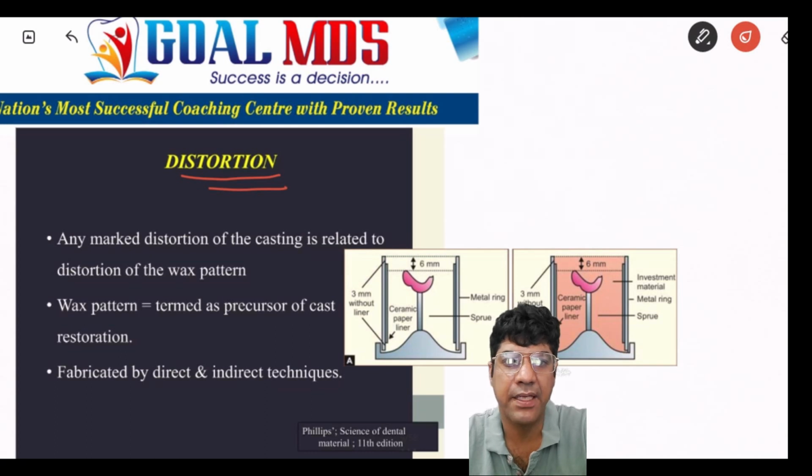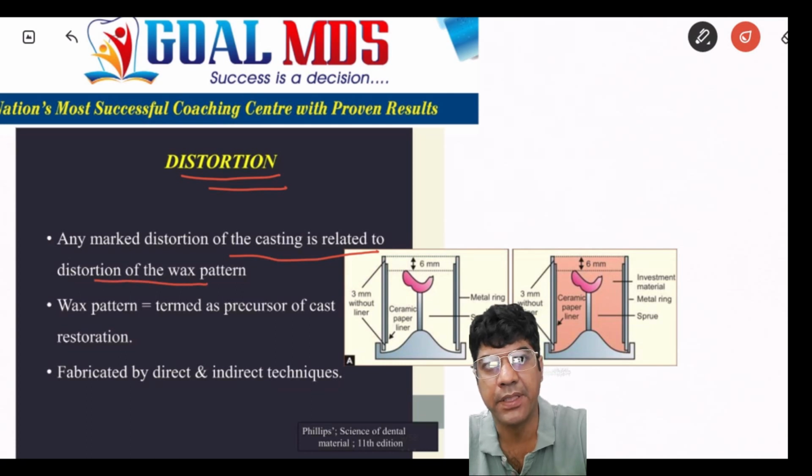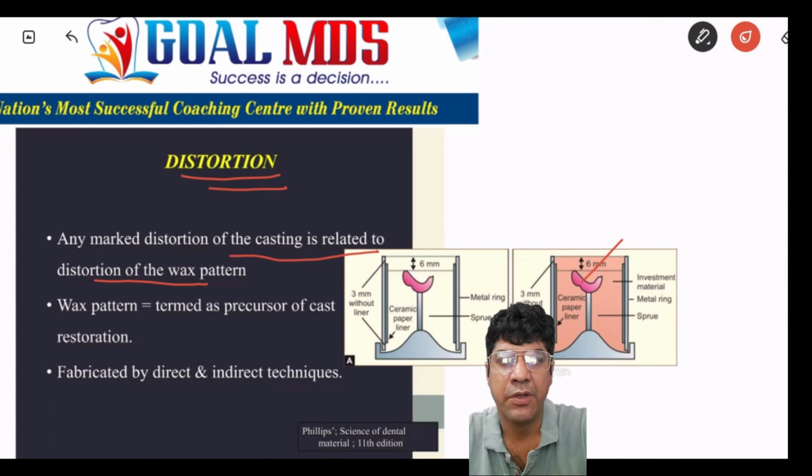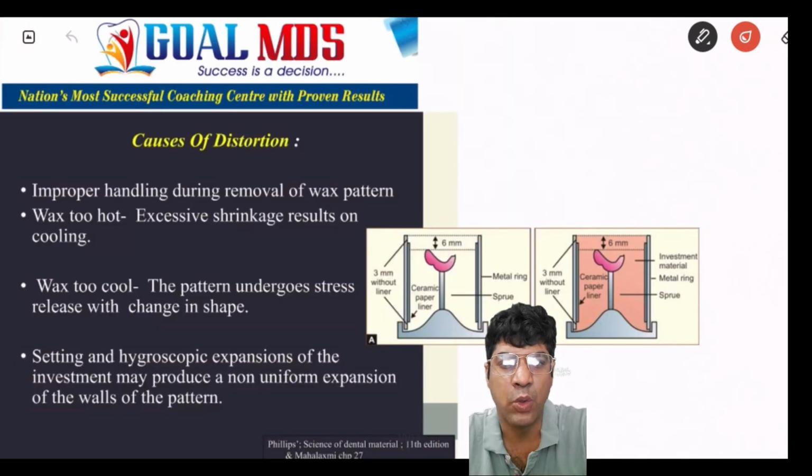Distortion is a defect that can affect both the wax pattern and the resulting casting. Any marked distortion of the casting is related to distortion of the wax pattern. The wax temperature is very crucial. The temperature at which the wax pattern is manipulated is crucial. If the wax is too cold, the pattern undergoes stress release with a change in shape.